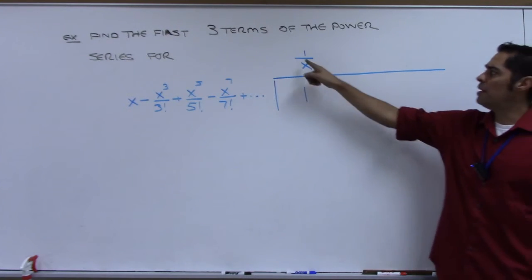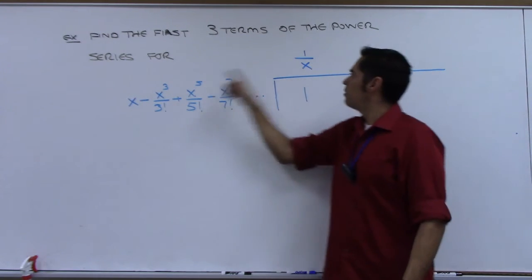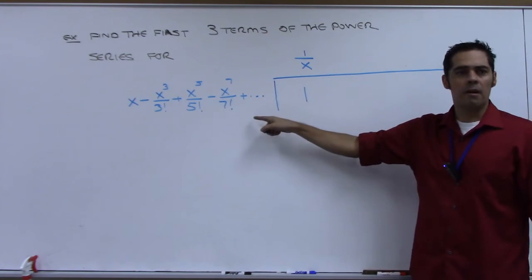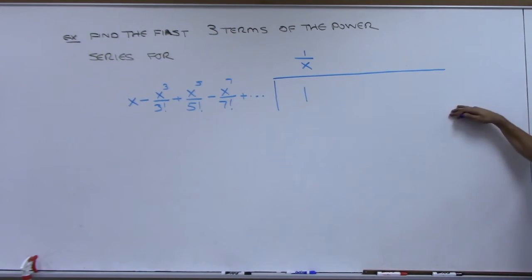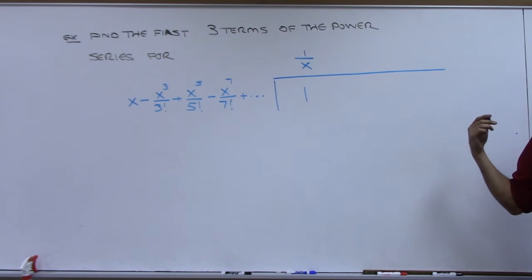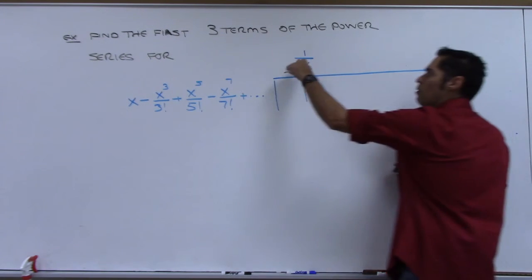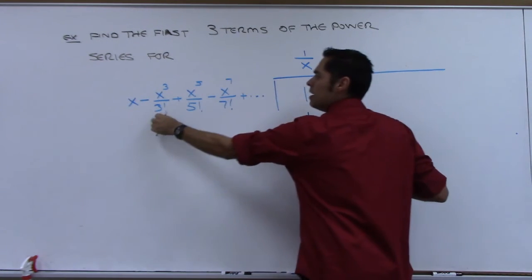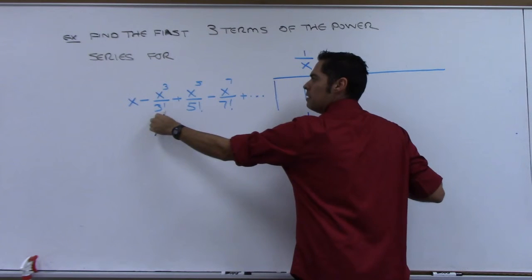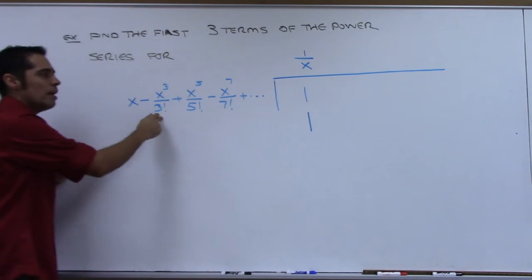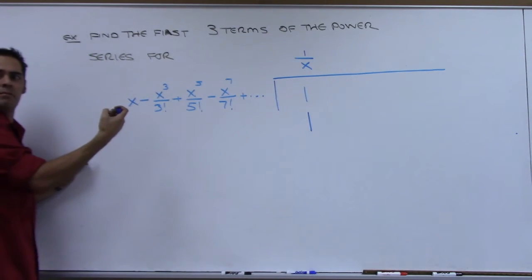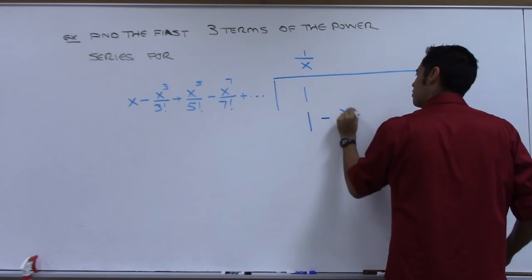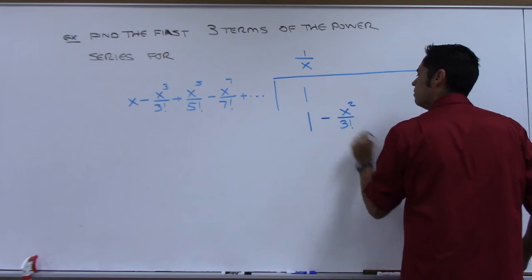And now what we do is we pass the 1 over x through every single one of these, all right? And we write those down below here, and then we subtract. Do y'all remember this with long division? Okay, so let's do it. 1 over x times x gives you 1. 1 over x times this. What is the effect of hitting this with the 1 over x? It brings the power down. The numbers all stay the same. So I'll get negative x squared over 3 factorial.